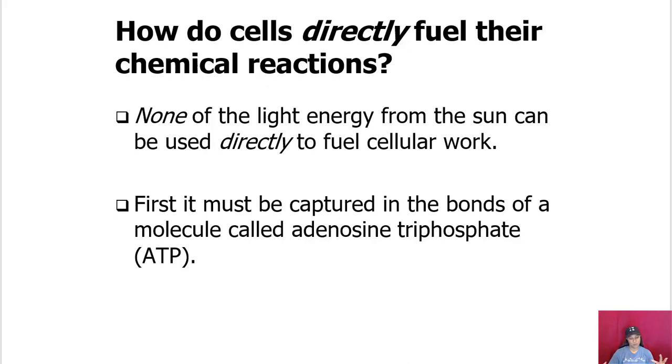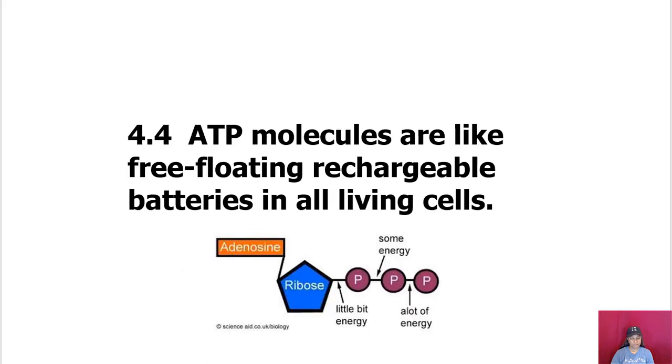Okay, so the goal of all the cells in our body is to get down to ATP. So when we eat a bowl of salad, we're trying to get to that ATP. When we eat even a steak, or mashed potatoes, anything, we're trying to get to that ATP, and we're going to see how we do that. So ATP molecules are like free-floating rechargeable batteries in all living cells. That's why ATP is so important.